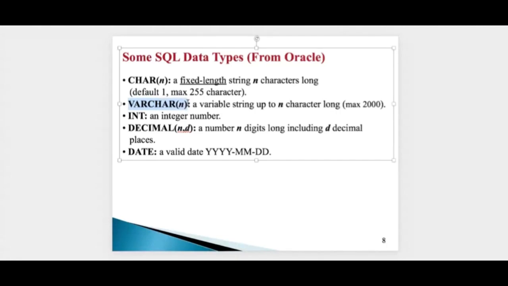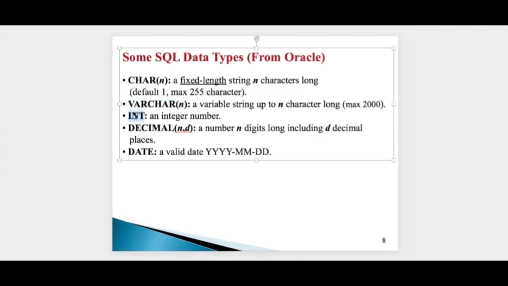What does this mean? It means maybe some name has 5 characters or even less than that. For example, Ali has only 3 characters. So variable character, you can change the length. Sometimes it will be 3 characters, 5 characters, 10 characters, 12, 13. So it automatically adjusts the size of the character.